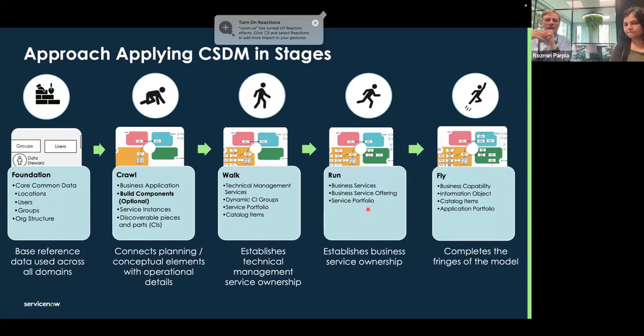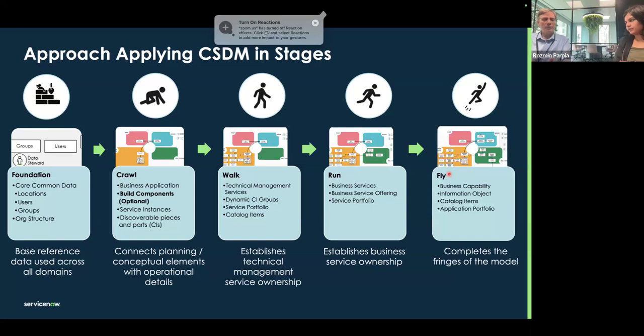And then we've got Run, which is really the business services and who's consuming it from an employee perspective. And then Fly, that's kind of like the coding on the top, the sugar on the top. That's where we flesh out the outer edges of the model. But this is not cast in stone. You could change the way it works for you. What we just found is that bringing in the foundation data early is usually a good idea, because you know you need that for everything else.